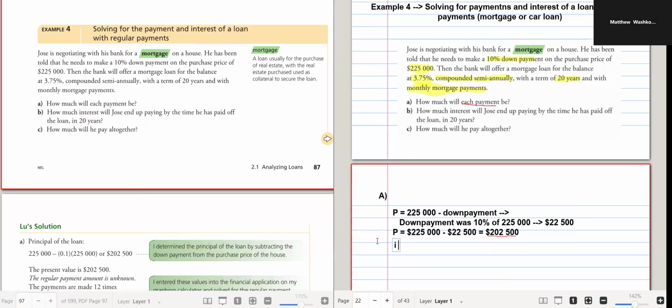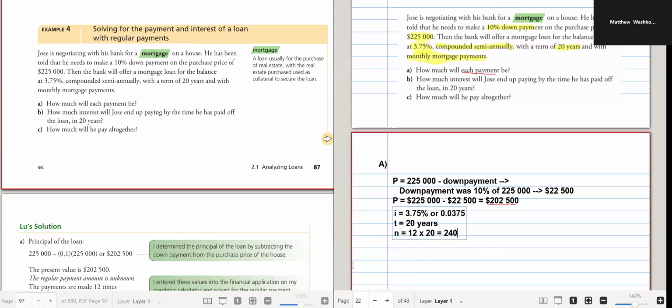I know that the interest rate is 3.75%, which is also 0.0375. I know my term is 20 years here. What's my number of payments, right? How many times am I paying this? Well, I'm paying it once a month, so 12 times a year, times 20 years, 240. So my N in this case is going to be 240.